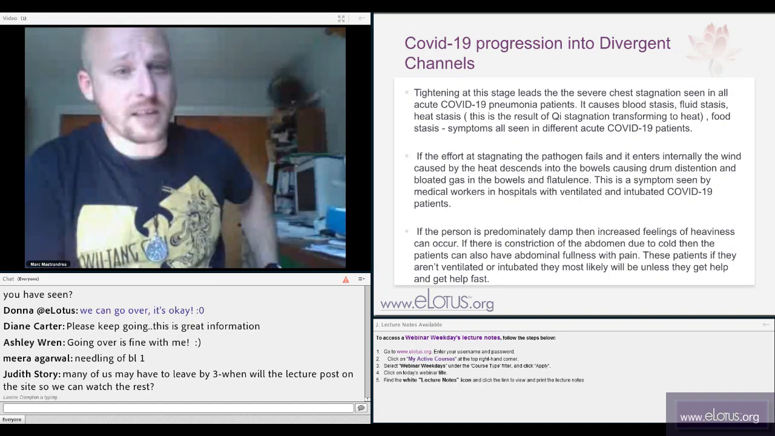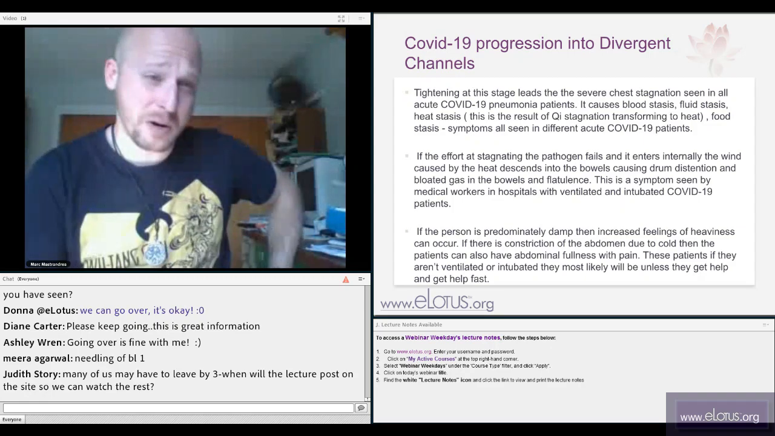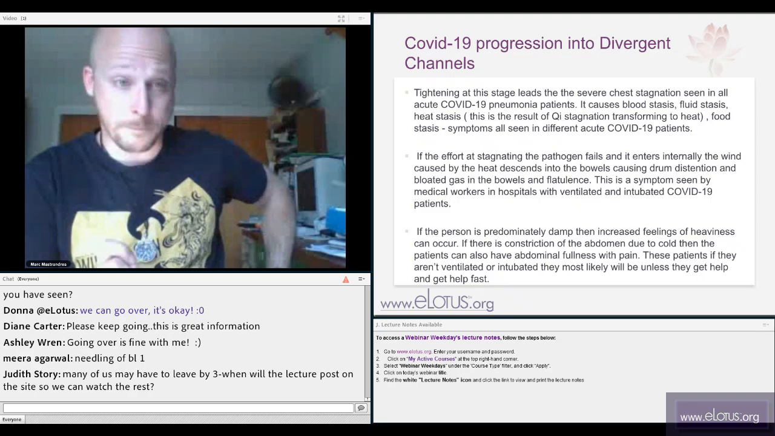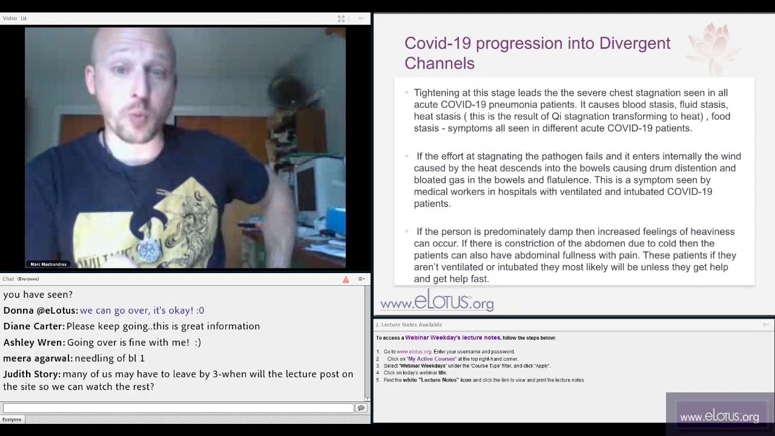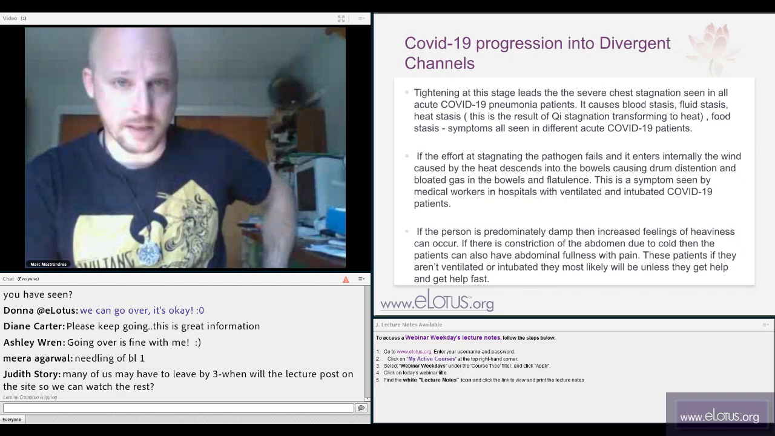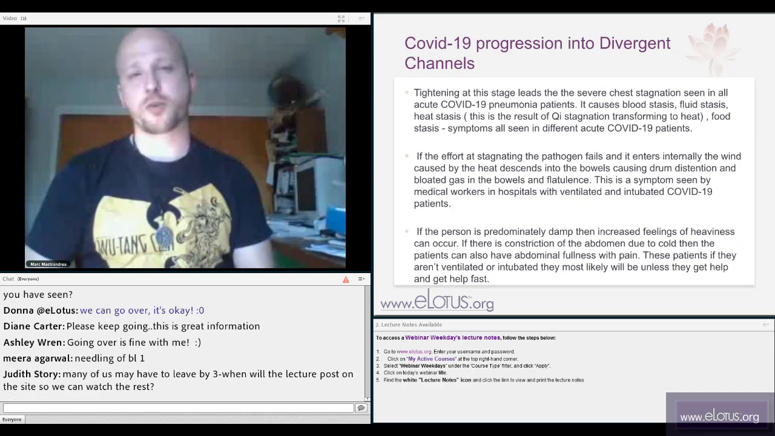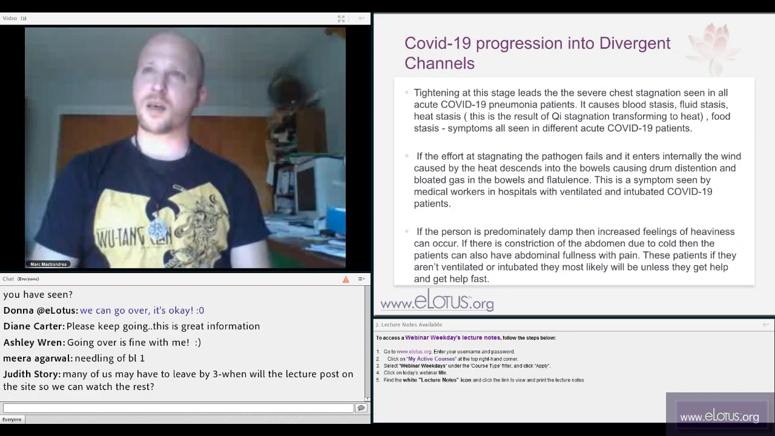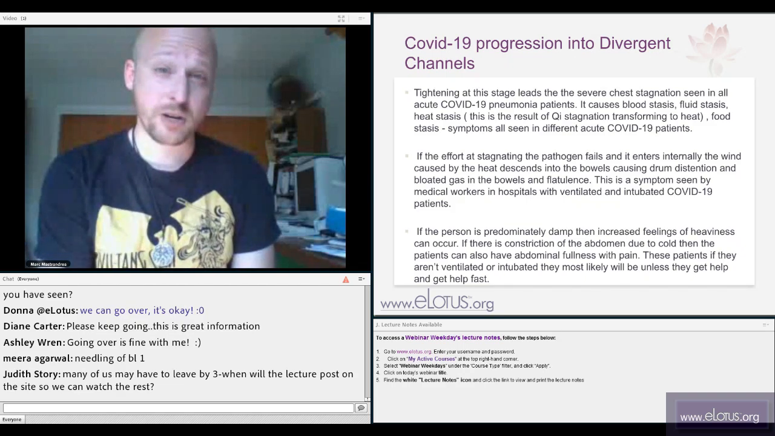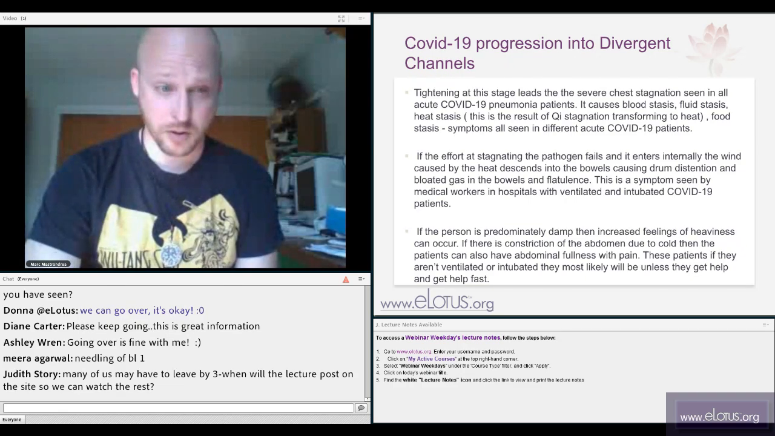So the patients at this level, lung, large intestine, even pericardium, Sanjiao, if they aren't ventilated or intubated by this point in time, they most likely will be unless they get help and get help fast. And I mean Chinese medicine. I mean acupuncture and Chinese medicine. If they're not intubated already, then you can keep them from being intubated by treating them effectively, and by treating them to the right dosage. And that's what's really, really important.